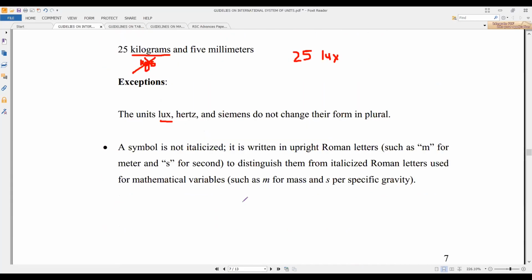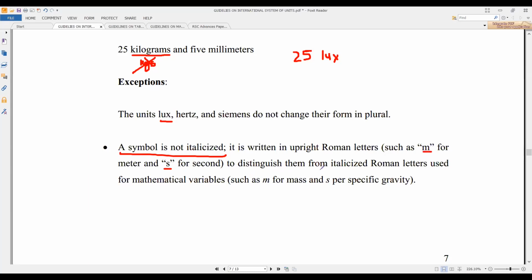Yes, and again, this is important. Symbol is not italicized. It is written in upright Roman letters, such as m for meter. These are symbols. Don't italicize symbols in a paper. m for meter, s for second.